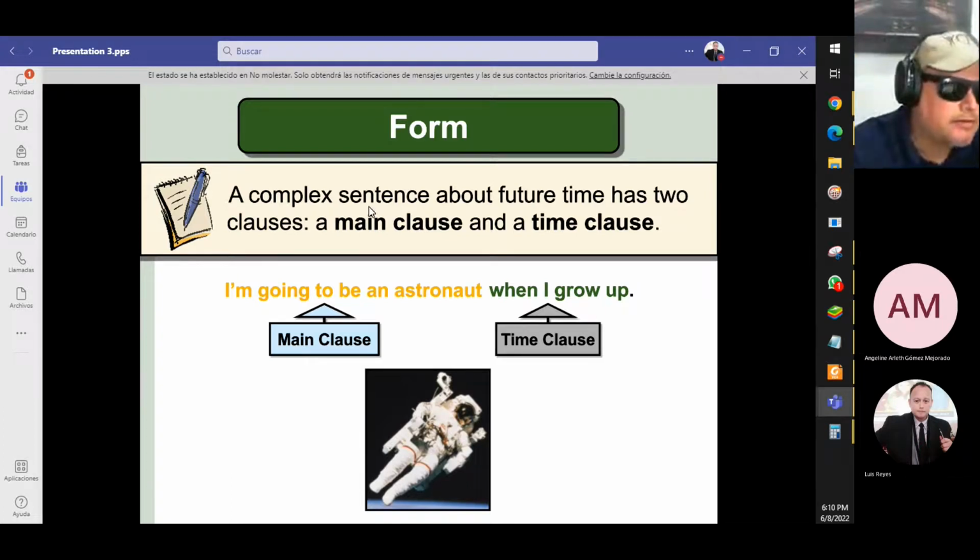A complex sentence. Okay. In the future, time has two clauses. Ese tipo de oración tiene dos cláusulas. Okay, a main clause, una principal y una de tiempo, and a time clause. Here's an example. I'm going to be an astronaut. That's the main clause. When I grow up, that's going to be the time clause. Any questions?